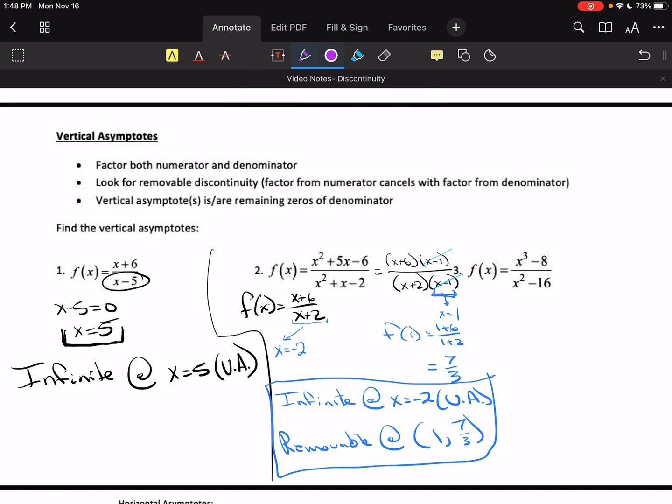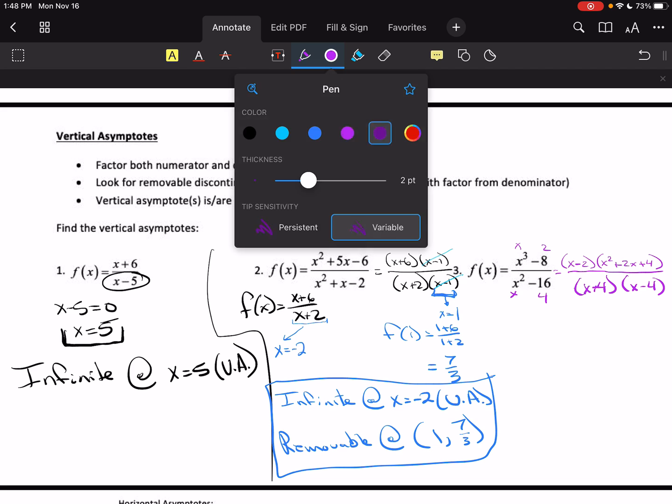All right, so the last one here, I have difference of cubes and difference of squares. So x and 2, square, multiply, square. SOAP: same sign, opposite sign, always positive. So there's the top. Bottom, I have difference of squares. So x and 4: x plus 4, x minus 4. Now, sometimes this will happen, right? We'll factor top and bottom, and nothing will cancel out.